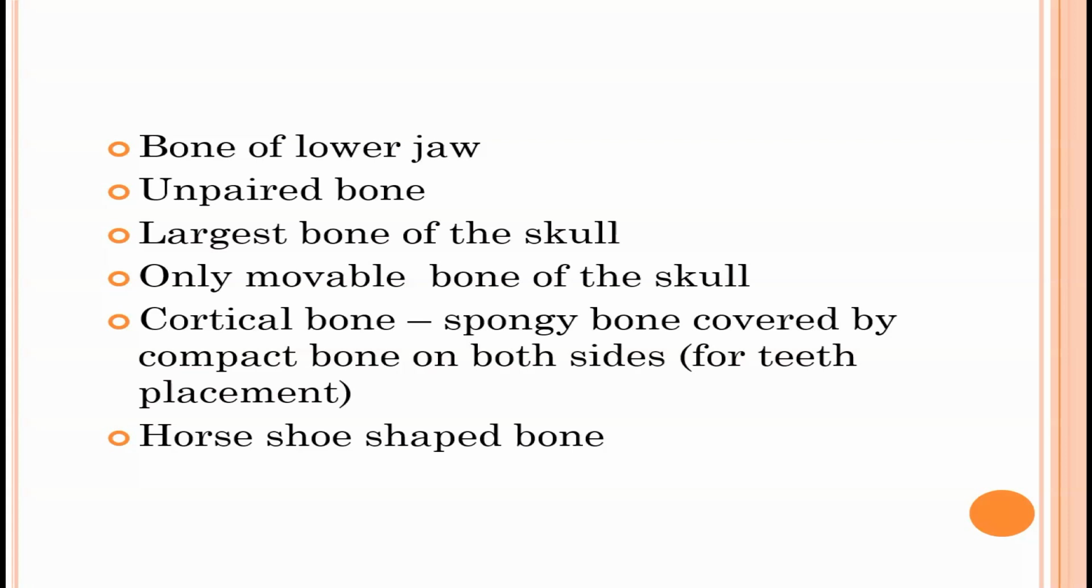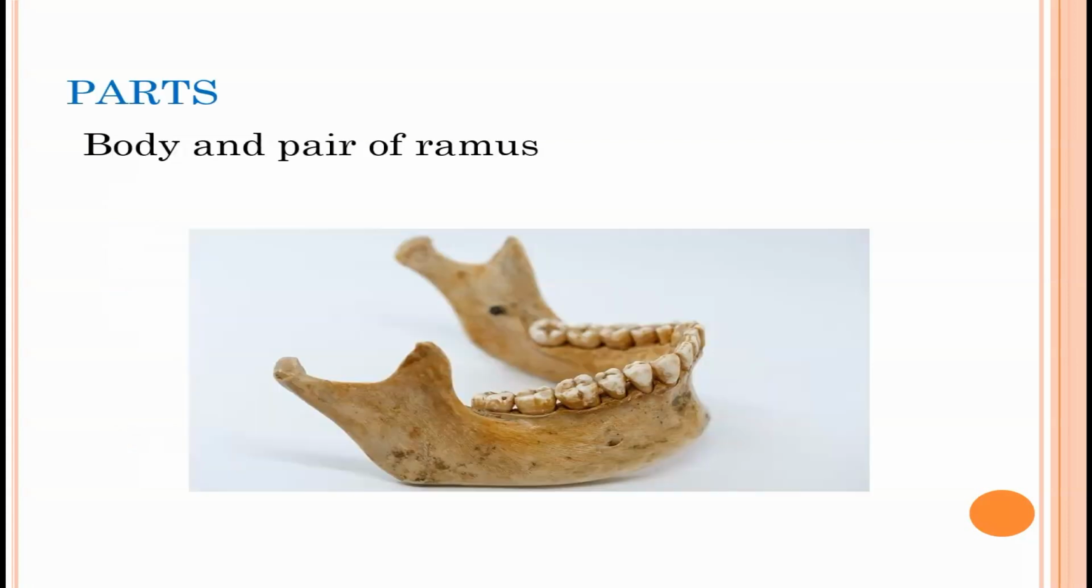Cortical type means on the outer aspect as well as the inner aspect, it is made up of compact bone. In between, it is made up of spongy bone. In the case of the mandible, the area where the teeth are embedded is made up of spongy bone, and the spongy area is sandwiched by compact bone on the external as well as the internal aspect. And more or less, the shape of the bone is horseshoe shaped.